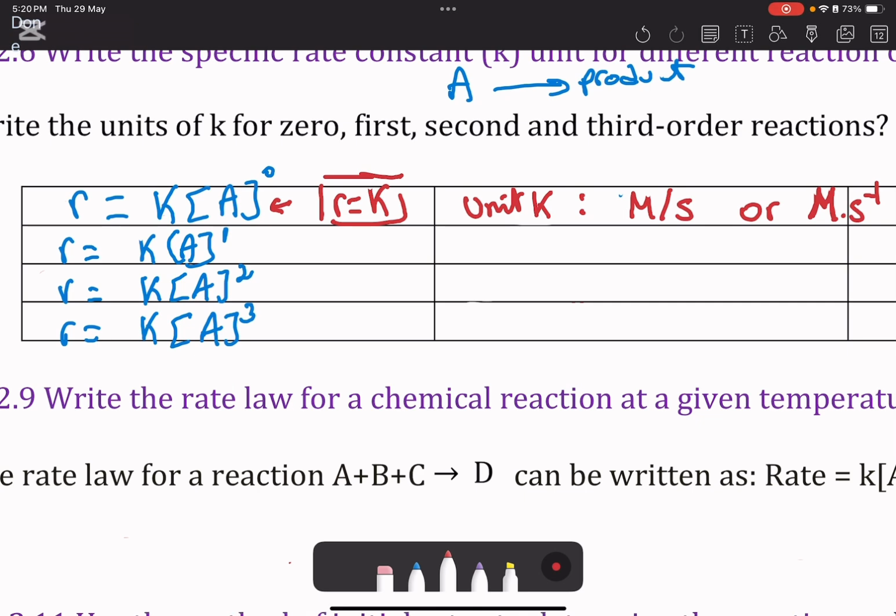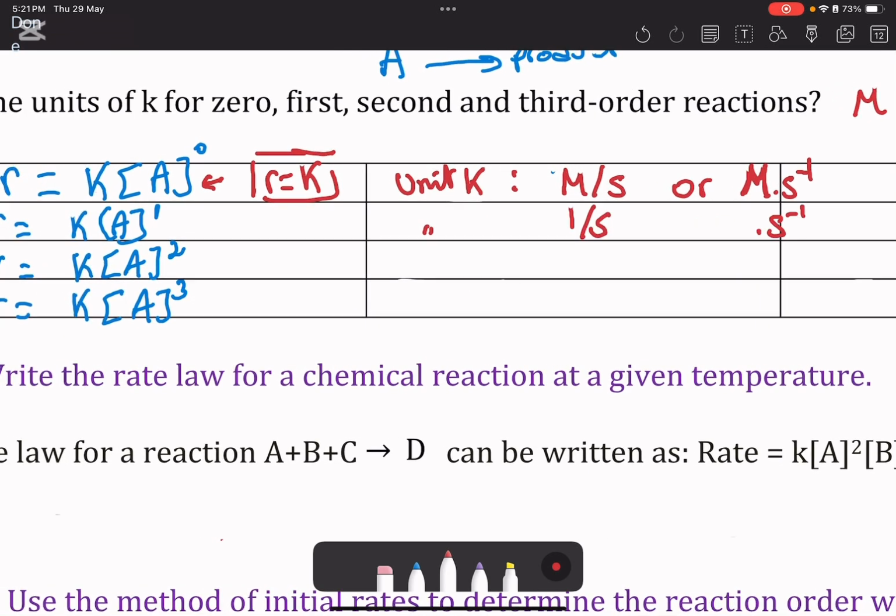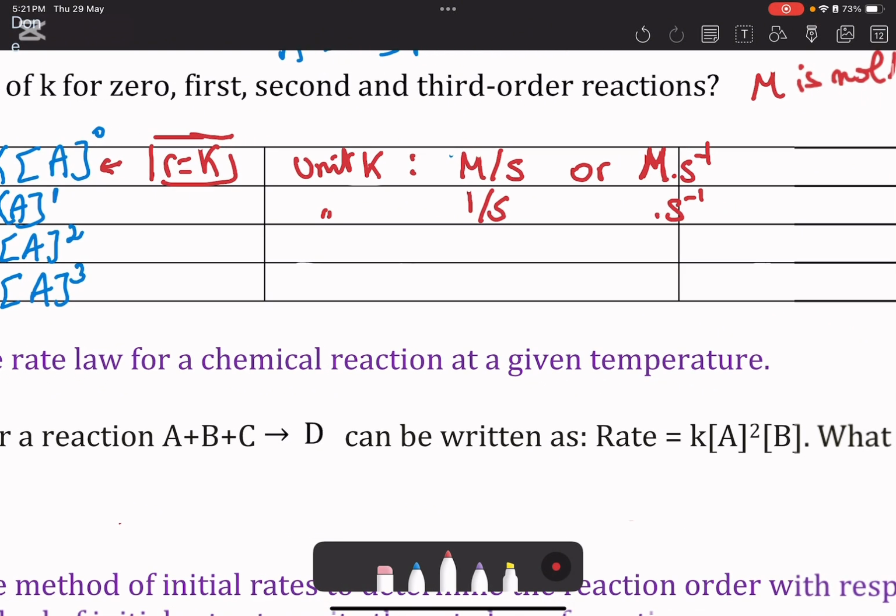If the reaction is of first order, the unit of K would be simply s minus 1. So it's per second, or s minus 1. So there is no more molar in it. Now you follow this rule. You look at the order and you put one number less.